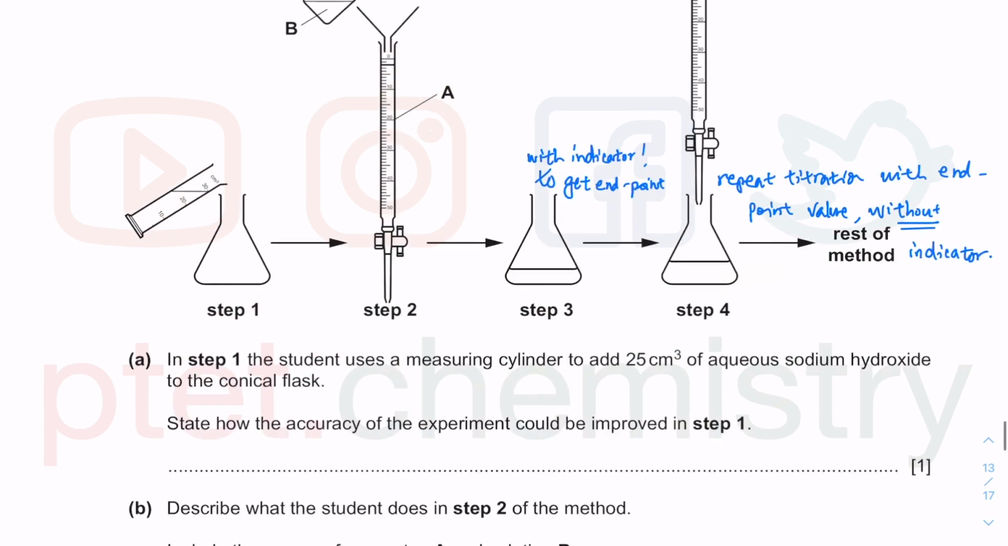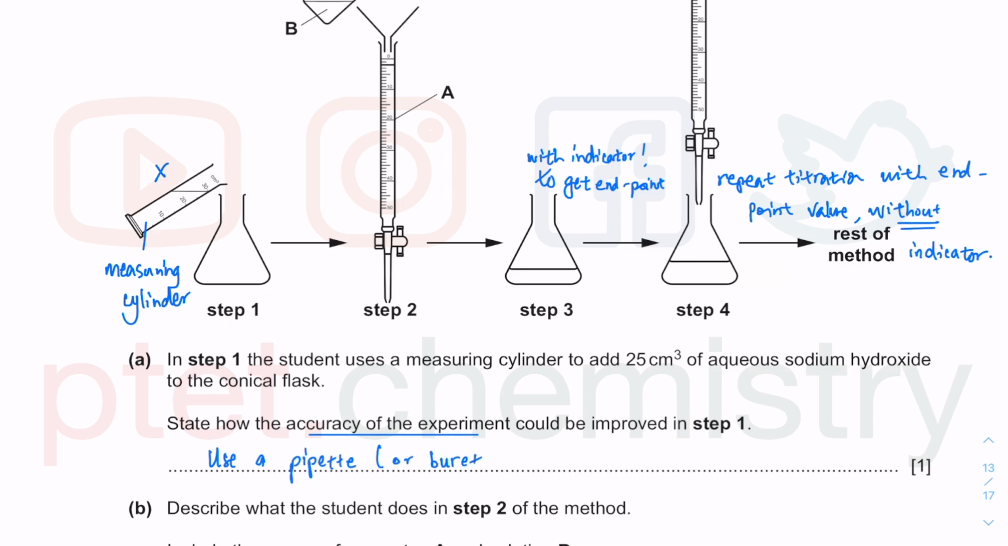So obviously, usually in titrations, for the solution in the conical flask, we usually don't use a measuring cylinder. So usually we will use a pipette to measure out a fixed volume. So a measuring cylinder is not very accurate at all. So obviously, how do you improve the accuracy? Well, use a pipette. You can even use a burette as well if you want to. So use a pipette or burette.